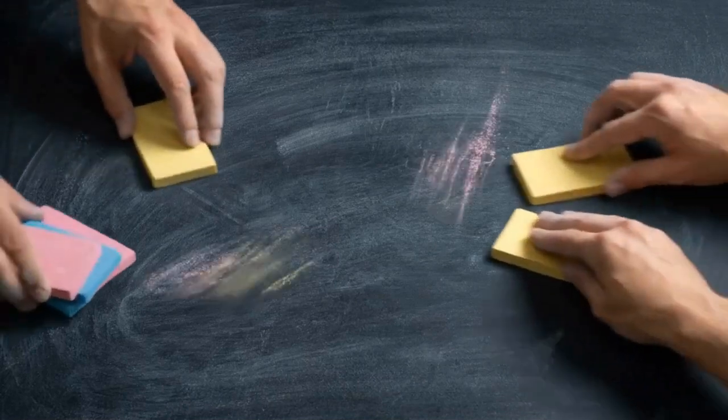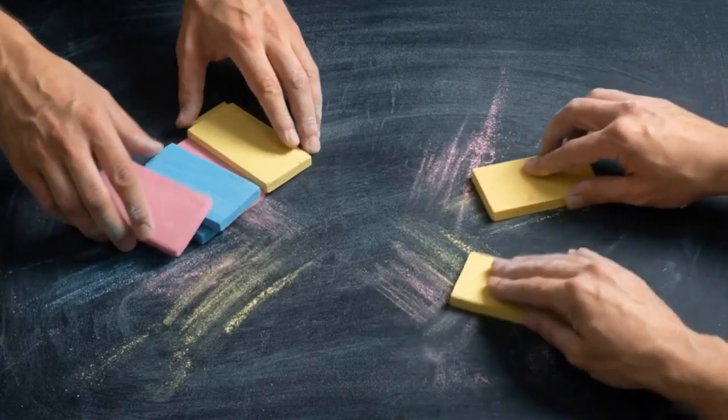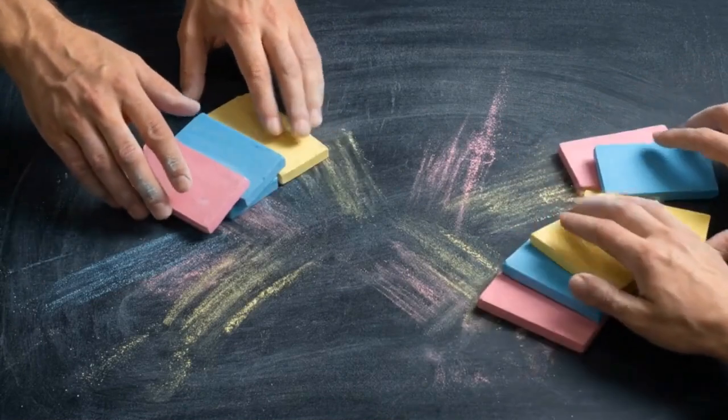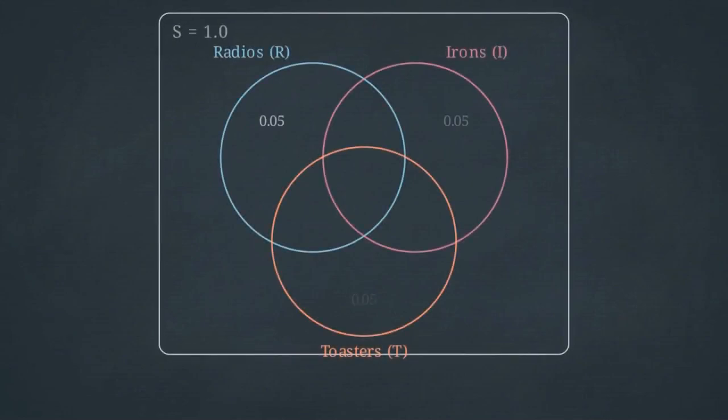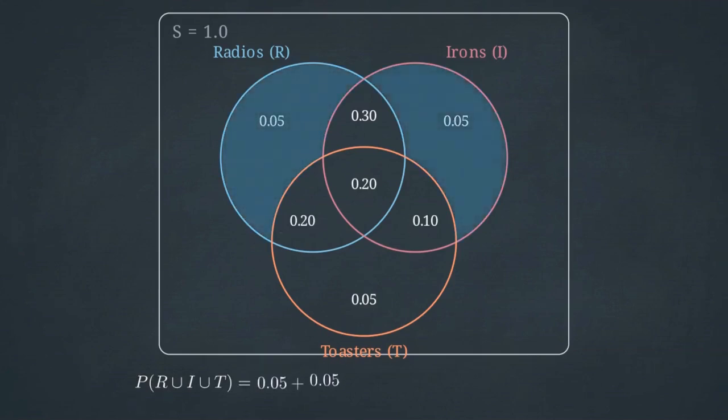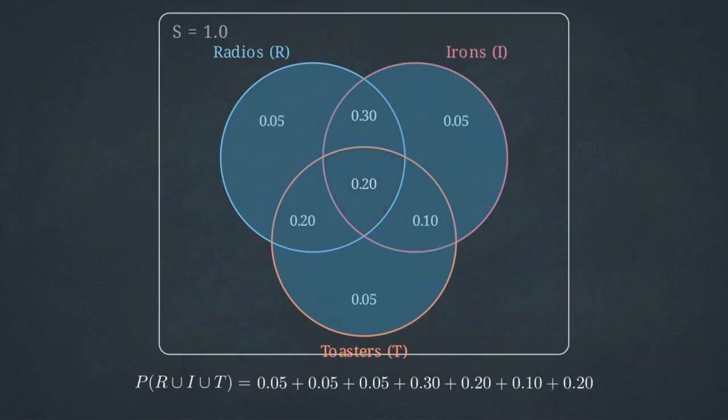Complex probability spaces are never solved by raw calculation. They are solved by recursively isolating mutually exclusive subevents, working from the deepest intersection outward. Here is our fully populated diagram. With the space strictly defined, we can finally answer the opening questions. First, what is the probability a household has at least one appliance? Because we broke the data into mutually exclusive regions, we can use simple addition without fear of double counting. The total union of all 3 events is exactly 0.95.